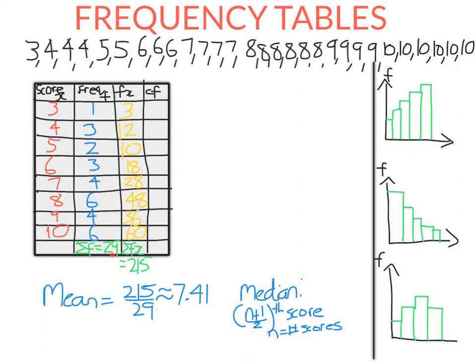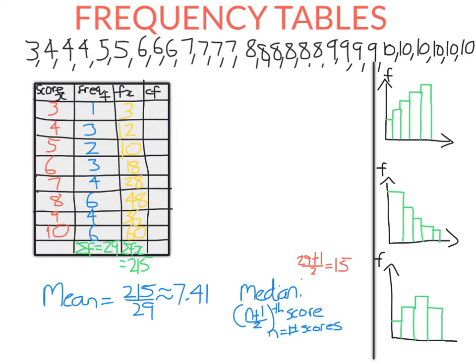Here there were 29 scores. So 29 plus 1 on 2 gives you 15. The median of these numbers here is clearly not 15. It can't have a median of 15 when the highest score was 10. 15, though, tells you which score is the median. The median of this data is the 15th score. Whether you consider it the 15th largest or 15th smallest doesn't matter.